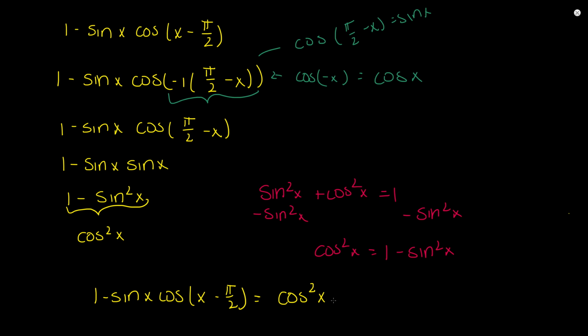All right, so using these identities, the even and odd identities, the quotient identity, the Pythagorean identity, and, oh yeah, we did do the cofunction identity, we can now basically simplify a complex trigonometric function, and in this case a complex trigonometric expression.